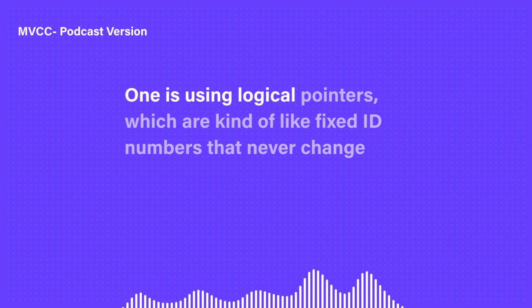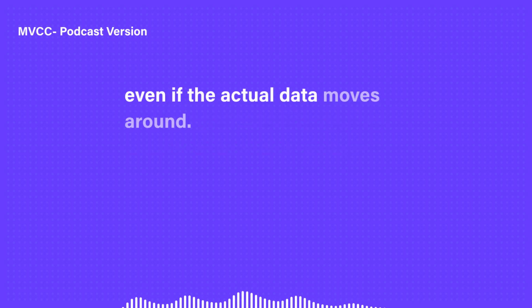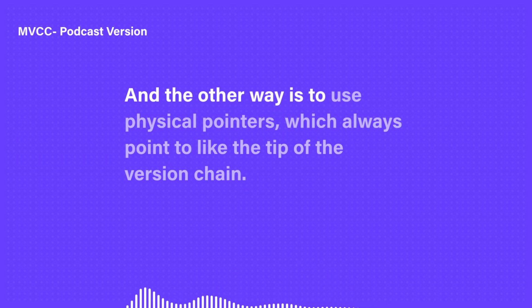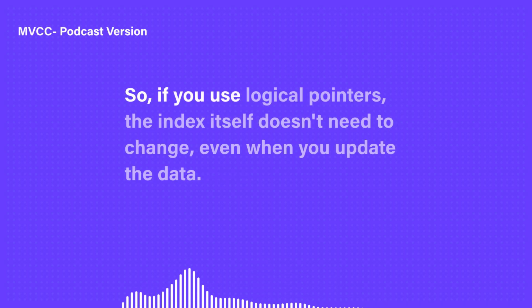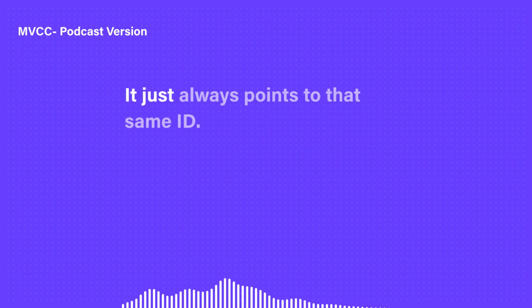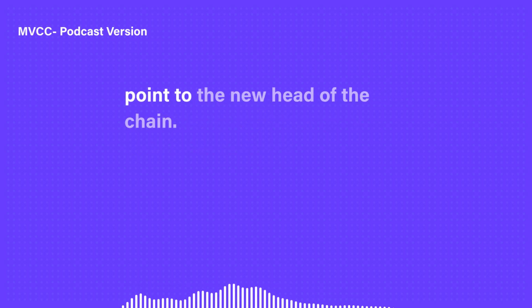There are two main ways. One is using logical pointers, which are kind of like fixed ID numbers that never change even if the actual data moves around. So the index points to that ID number, and then that ID number leads you to the right version. And the other way is to use physical pointers, which always point to the tip of the version chain. So if you use logical pointers, the index itself doesn't need to change, even when you update the data. Right. It just always points to that same ID. But with the physical pointers, you're constantly having to update the index to point to the new head of the chain.